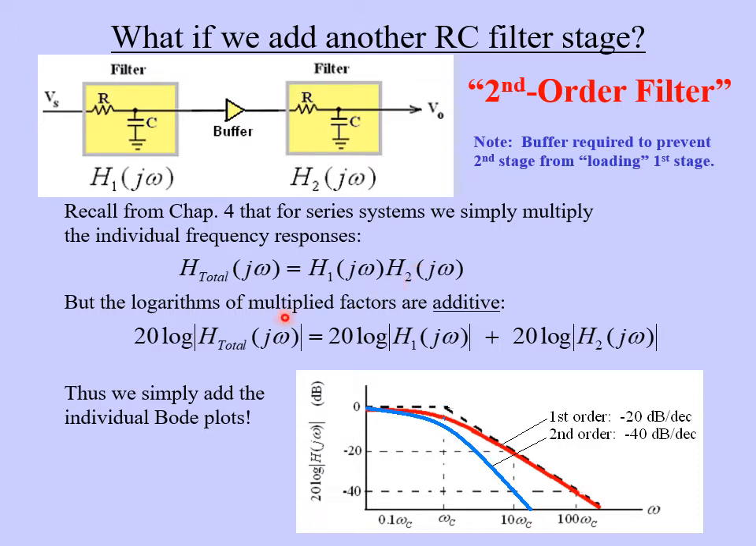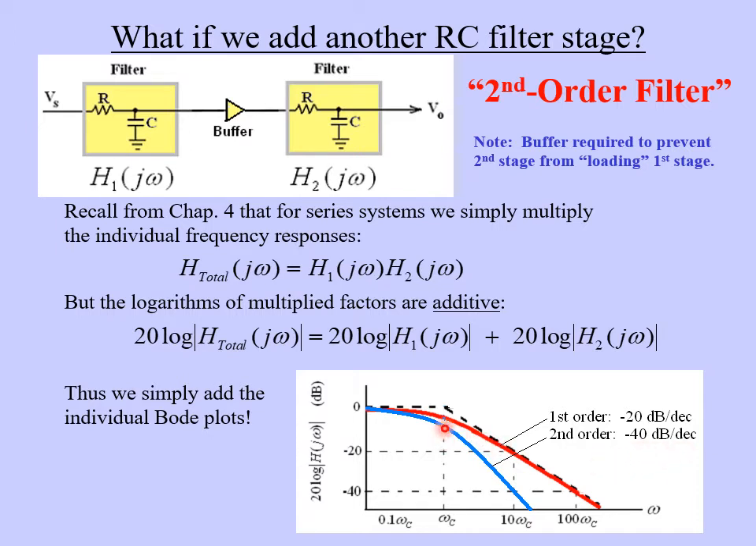But in Bode plots, we're using the log of the frequency response, and remember that logarithms of multiplied factors are additive. So when we take 20 times the log of the total frequency response, we get 20 times the log of H1 plus 20 times the log of H2. And so we can simply add the individual Bode plots to each other. Instead of this red one, which is the one we just did, the first order one, negative 20 decibels per decade, when we add another one of these to it, we get a second order filter, which is this blue line, and the slope doubles. It's now negative 40 decibels per decade.